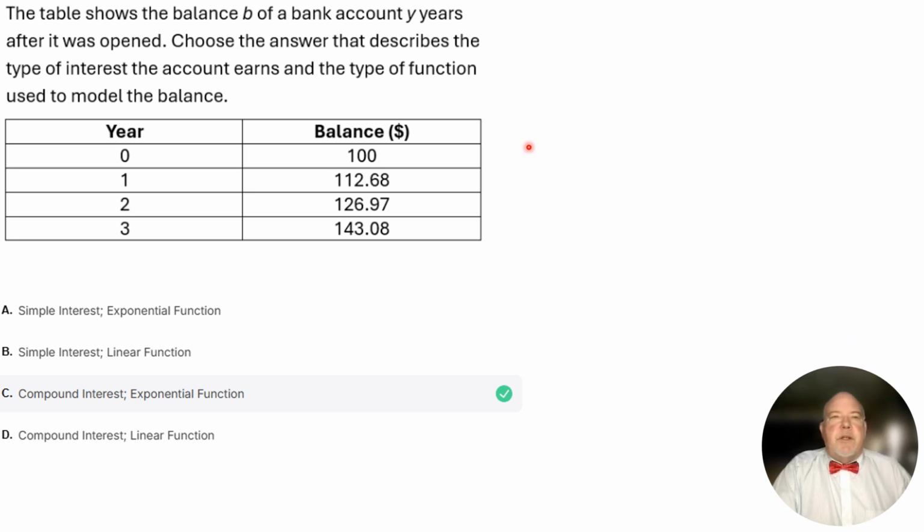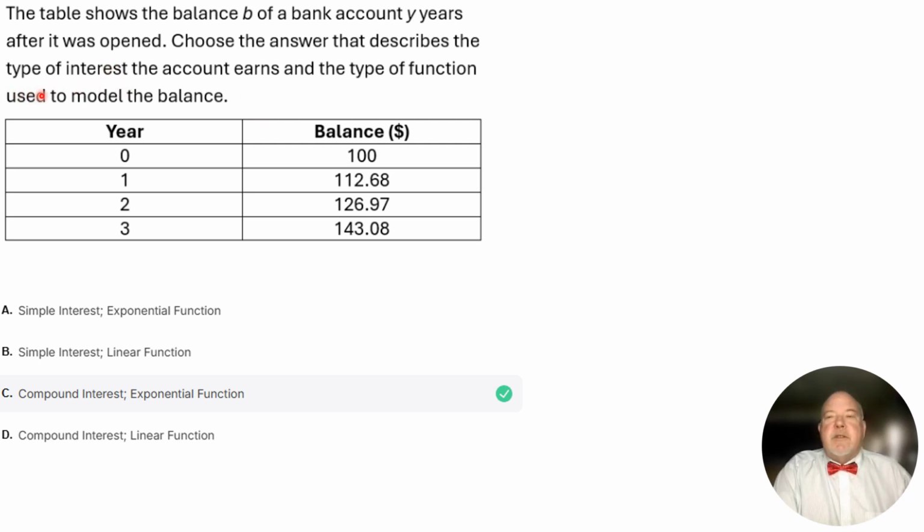So this is a question about banking and types of interest. They give us a table and it says the table shows the balance B of a bank account Y years after it was open. Choose the answer that describes the type of interest the account earns and the type of function used to model the balance.